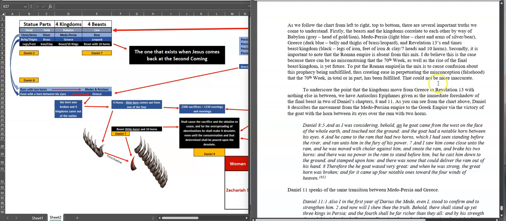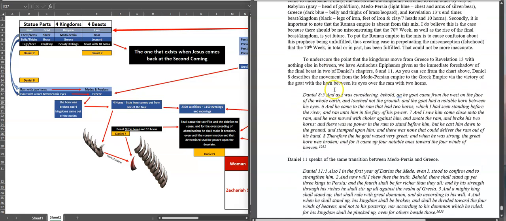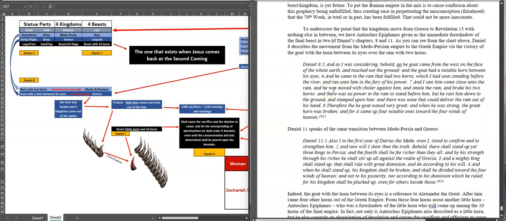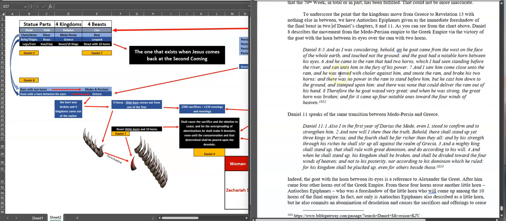Okay, so anyway, it's important to note that the Roman Empire is absent from this mix. And I do believe that's the case because there can be no misconstruing. There should be, of course, people can. There should be no misconstruing that the 70th week, as well as the rise of the final beast/kingdom, is yet future. And then to put the Roman Empire in the mix is to cause confusion about a partial or total fulfillment of the 70th week, specifically with regard to 70 AD. And of course, we know that is inaccurate. And if you don't know that that is inaccurate, you should know that that is inaccurate.